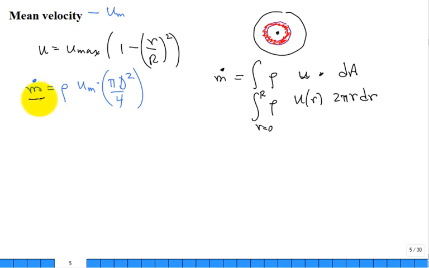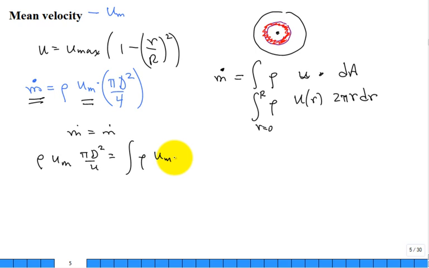This is how we'd like to calculate the mass flow rate using a simple mean velocity. So it's like m dot is equal to m dot. So we're going to have rho, and what we want to calculate, a nice equation for the mean velocity, times the area pi d squared over 4, is equal to the integral of rho. U is a function of r, which I can now substitute, u max times 1 minus r over cap R squared, 2 pi r dr.